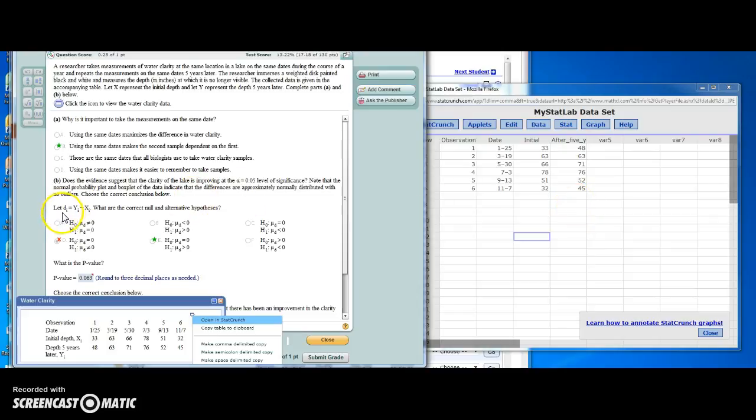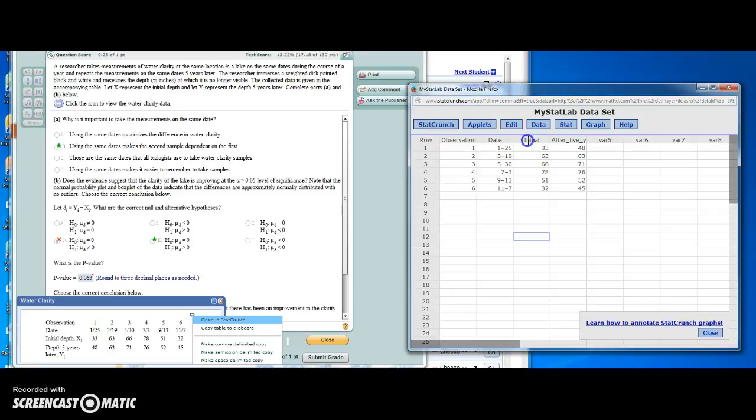It also says let the difference be y minus x. And so I need to know which is y and which is x. So I'm going to come up here back to the question. It says let x represent the initial depth and y represent the depth 5 years later. I'm going to actually go ahead and type that in here to StatCrunch so that I remember which is x and which is y. And I'm supposed to take y minus x. So I'm taking after 5 years minus initial.